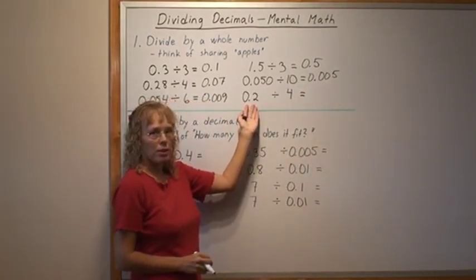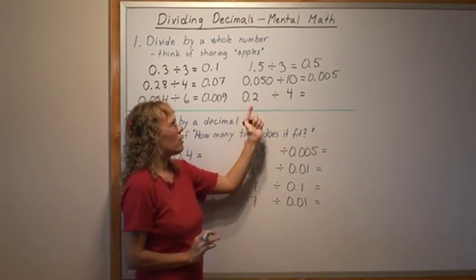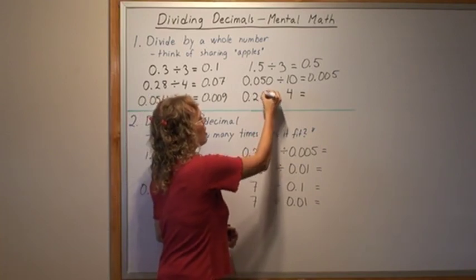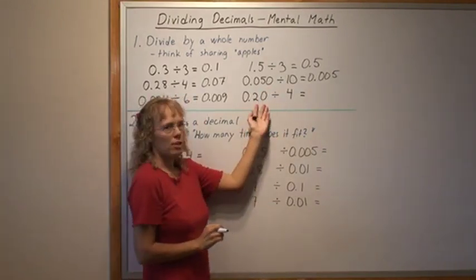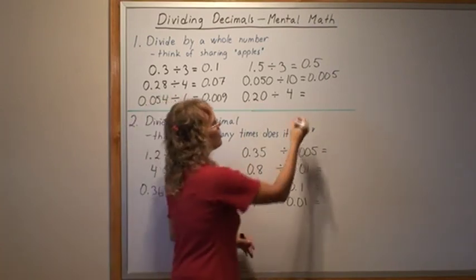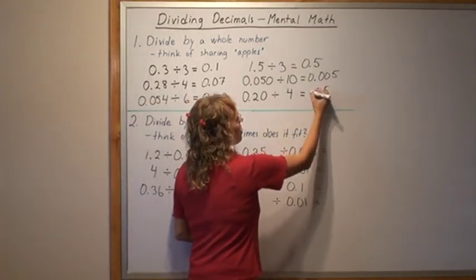And here the same trick works. Initially, you cannot divide 2 evenly by 4, okay? But we tag the extra 0 here, so we have 20 hundredths now. And then that will be divided by 4, is 5 hundredths.